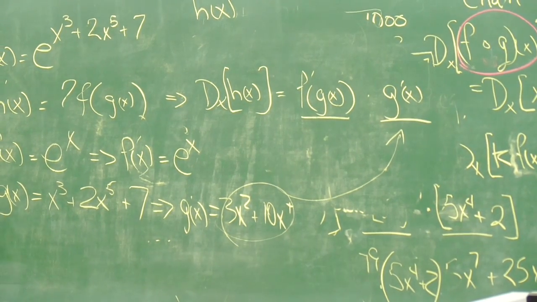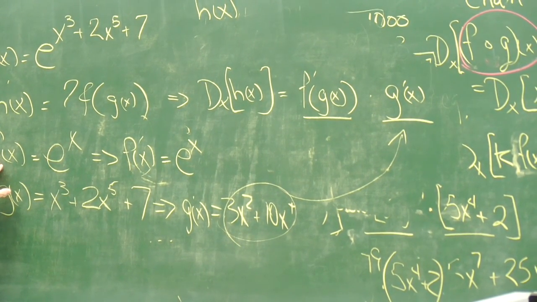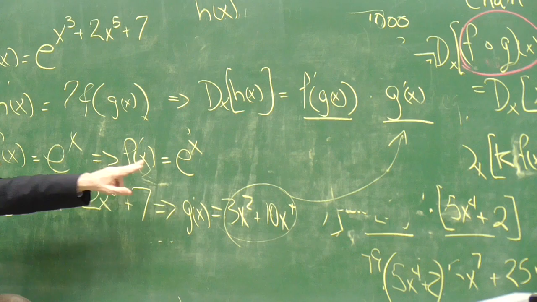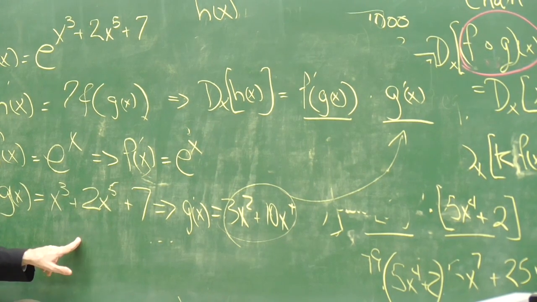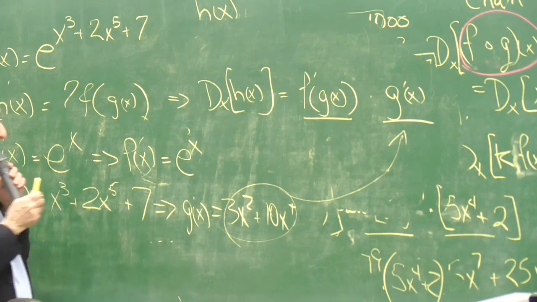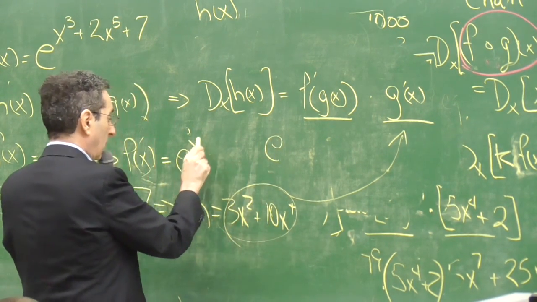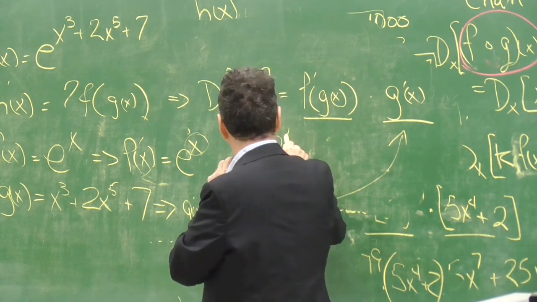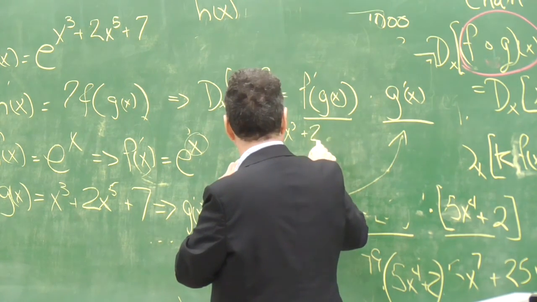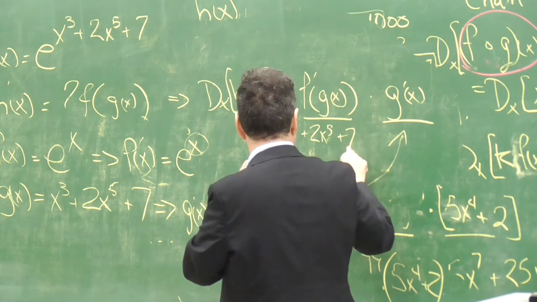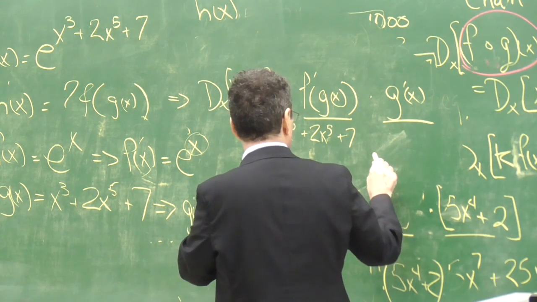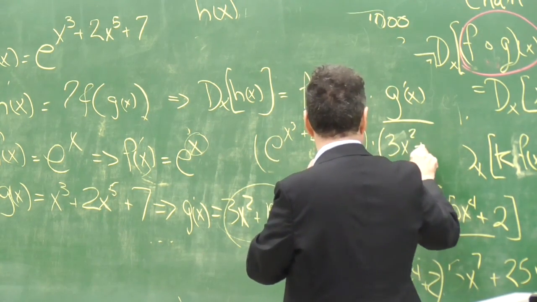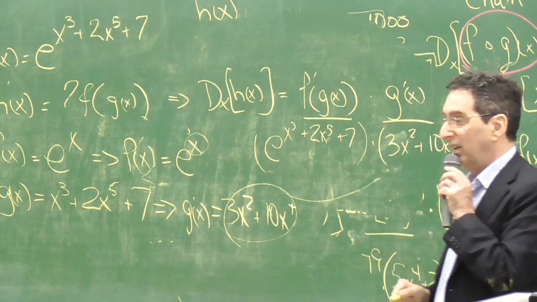And then we have to do f prime, we already did that. But we have to put what into f? G. So the derivative of f is just e to the x, but then we have to put g into there. So what do we get for this part here? E to the, not x, but e to the g. So e to the x cubed plus 2x to the fifth plus 7 times this one. So that's this part times 3x squared plus 10x. Okay, so we got the answer.